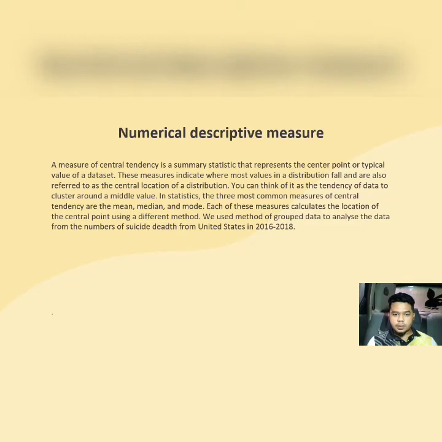Today I want to present about the numerical descriptive measure. A numerical descriptive measure is a summary statistic that represents the center point or typical value of a dataset. This measure indicates where most values in a distribution fall and is also referred to as the central location of a distribution. So you can think of it as the tendency of data to cluster around a middle value. In statistics, the three most common measures of central tendency are the mean, median, and mode. Each of these measures calculates the location of the central point using a different method.